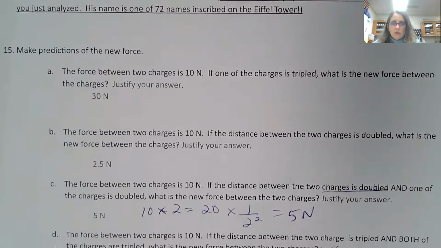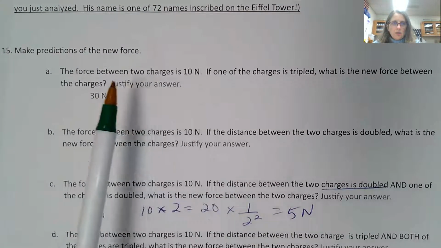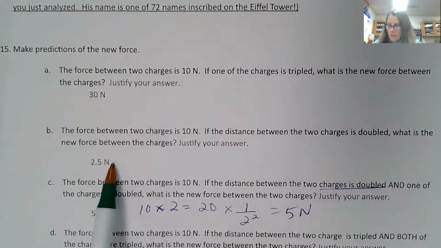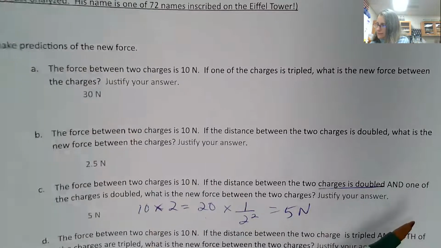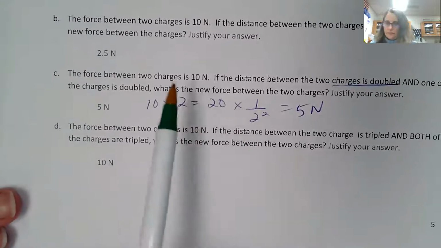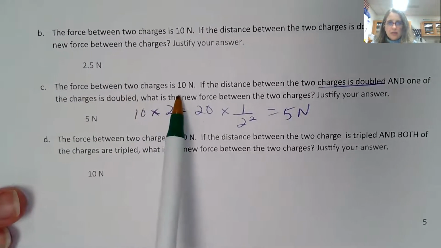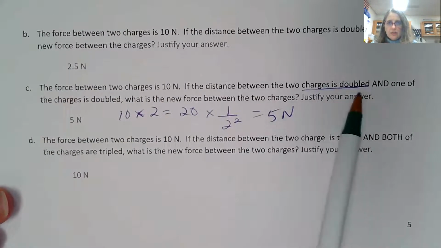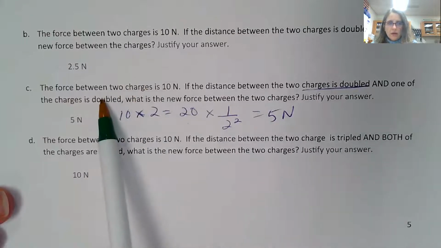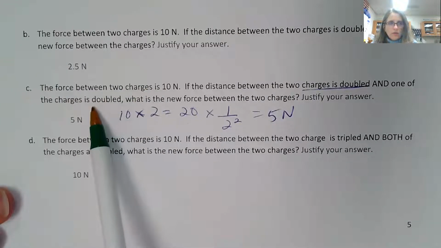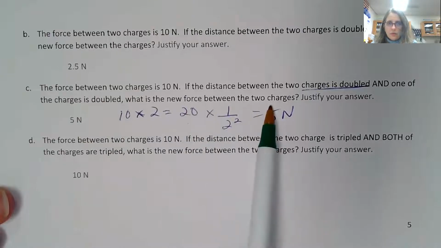So in your Go Formative, you should have the answer 30 N for that one. This is 2.5 N, letter C. The force between two charges is 10 N. If one of the charges is doubled and the distance is doubled, what is the new force between the two charges?